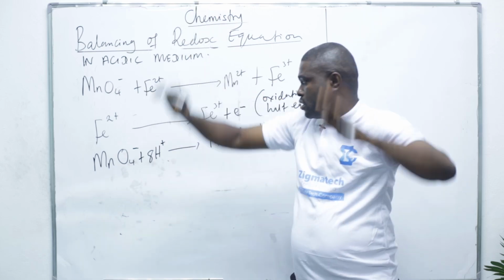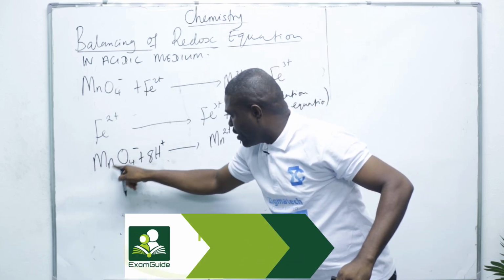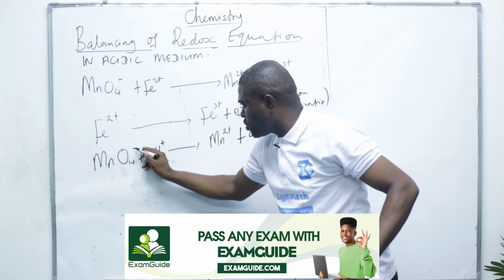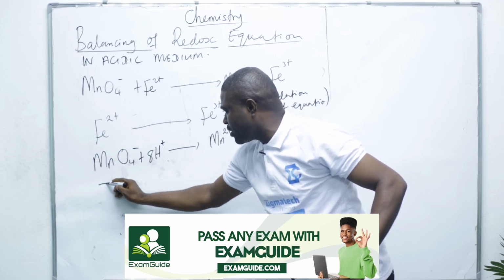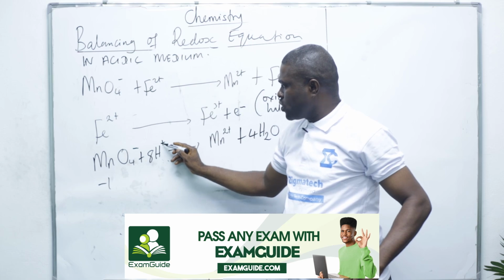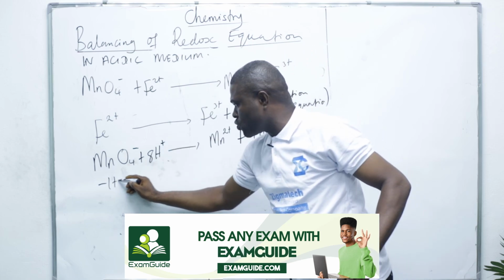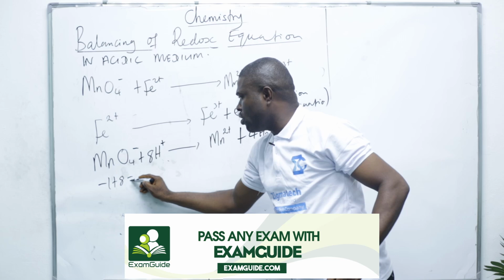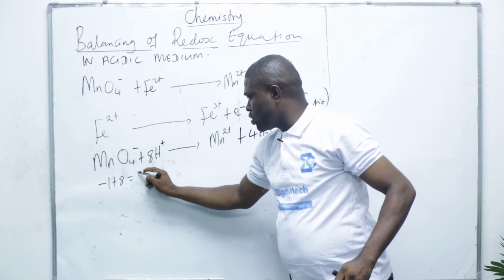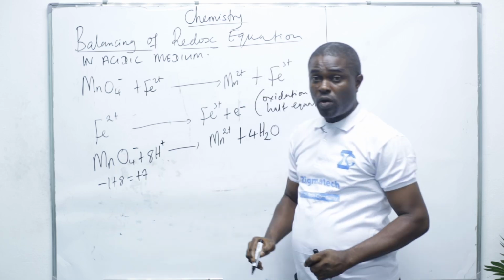We are going for charges. This MnO4 minus is just minus, so the minus interacting with 1 here, I have minus 1. This is plus, which is plus 1, interacting with this 8, I have plus 8. So what do I have in all? Minus 1 plus 8 is plus 7.